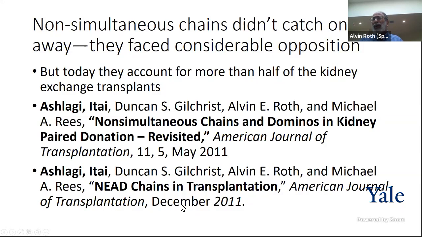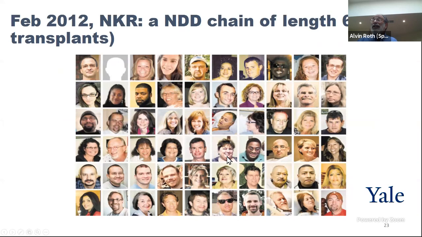So it's well worth it. I mean, the average chain in the United States has five transplants, so it has 10 people in the picture. And Itai Ashlagi was the leader in helping it come to common acceptance. We wrote these papers on analyzing just what non-simultaneous chains do and how effective they are and why they're effective. And I want to tell you a little bit about that. But chains can be pretty long. This is not the longest one, but it was in 2012. And it had 60 people in the picture. Okay, that's 30 transplants, right? 30 donors and 30 recipients. So that's one of the reasons why chains are effective. And again, the average chain in the US has 10 people in the picture.